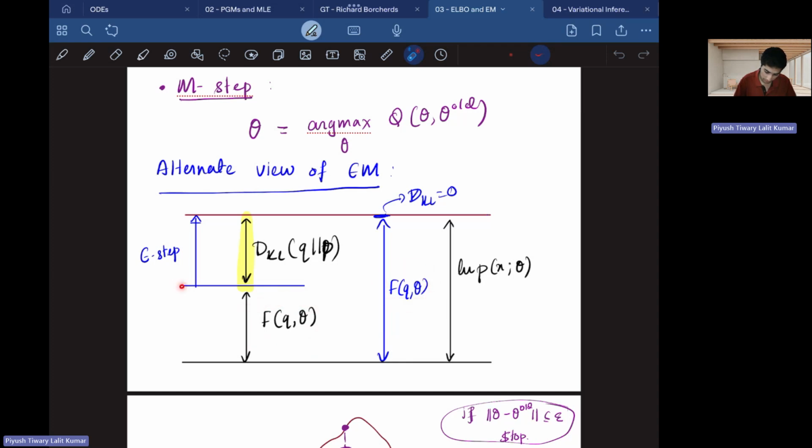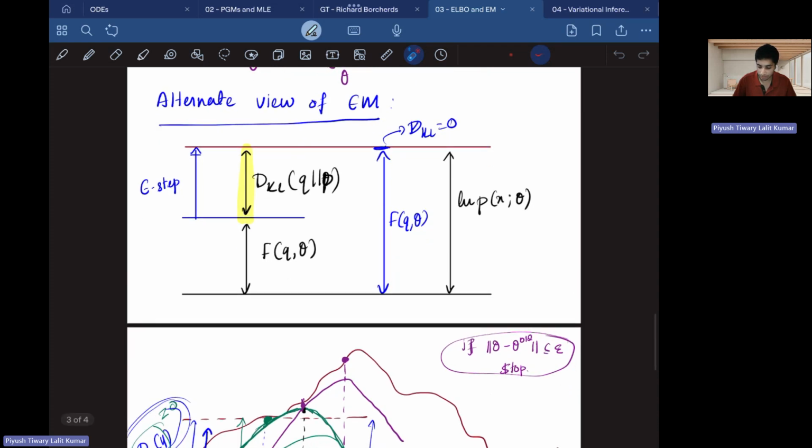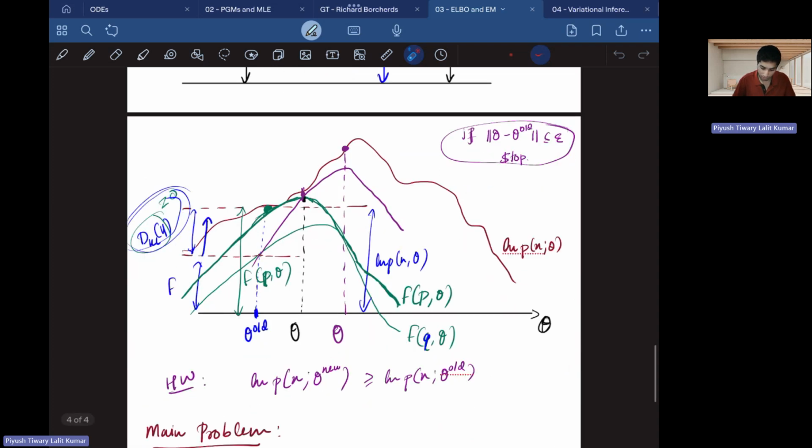It's like pulling this bar all the way till here, right? So this step is basically your E step. And then once you have done that, you are maximizing your Q function or ELBO with respect to theta. So this is how the picture looks, right? You have, for example, your log likelihood. You are at some theta old, corresponding to different values of Q. You will have different ELBOs.